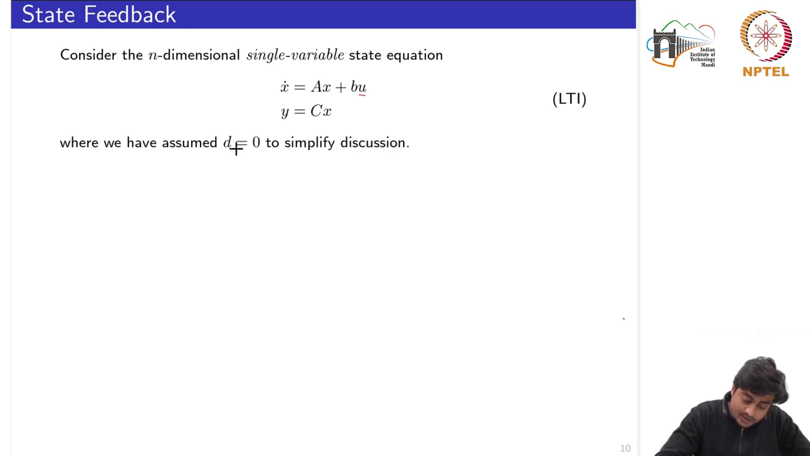By d, it should not be confused with the disturbance variable, but this d is basically the distribution matrix of the u. That is this one, du, and this d we have taken 0. So it has nothing to do with the disturbance variable we specified in the previous lecture.